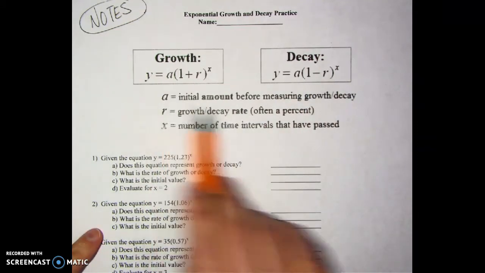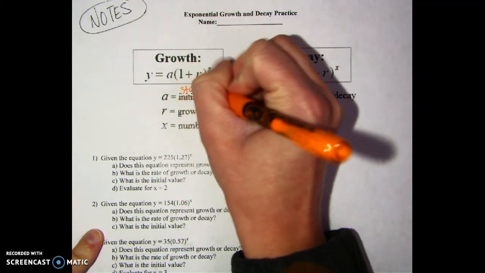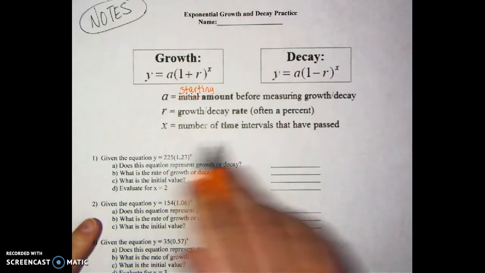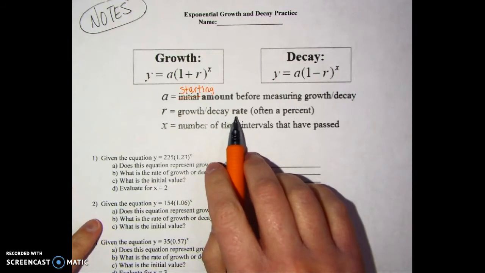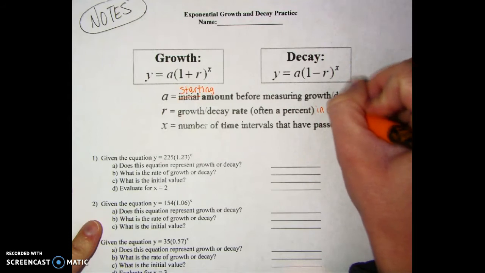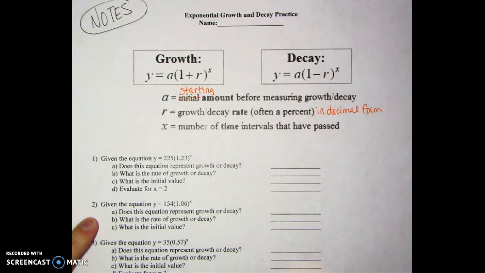In both of them, A is the initial amount, or the starting amount, and R is the rate. It's usually written as a percent, but you need it in decimal form. And X is the number of time intervals that have passed. So it could be years, months, days, weeks, whatever. Okay? So let's look at the first three down here.